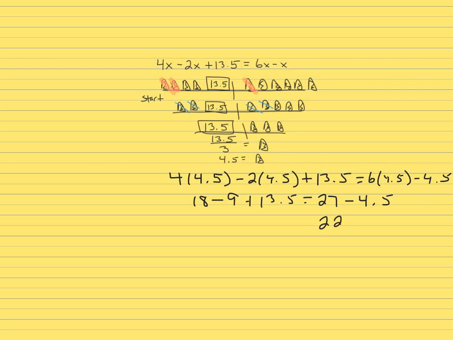The right side is going to simplify to 22.5. 18 minus 9 is 9, plus 13.5. Do that addition and I get 22.5 is equal to 22.5. Everything checks out, so we know that our answer of 4.5 is the value of our triangle.